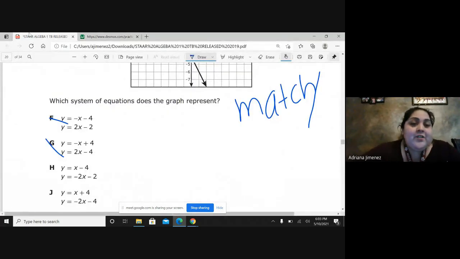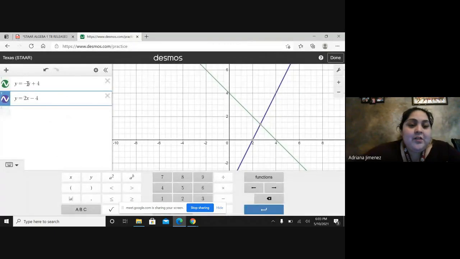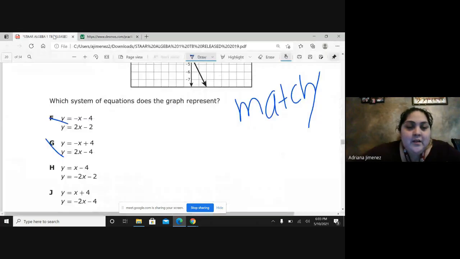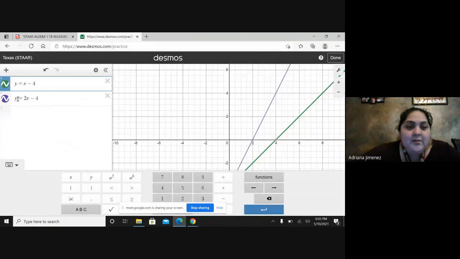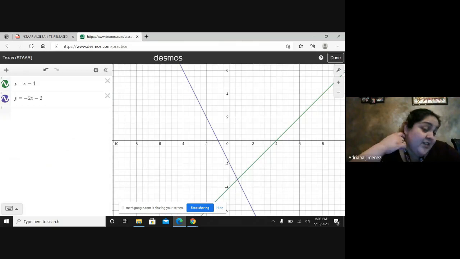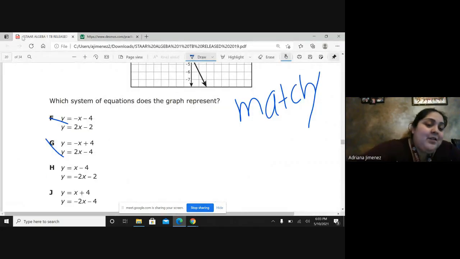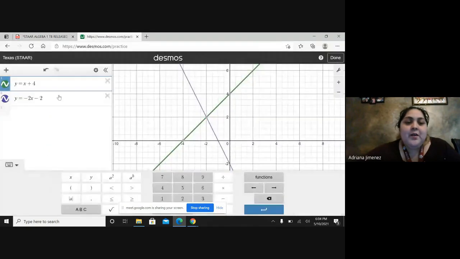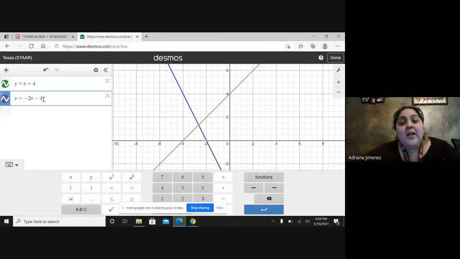We go to letter H, x minus 4. So we're going to change that and change this one. And then this one is negative 2x minus 2. Okay, that's intersecting down there, so that's not my answer. That means the last one has to be my answer choice. But let's just double check. X plus 4. And then negative 2x minus 4. And yeah, it intersects over on this side. It was the only one that did that.